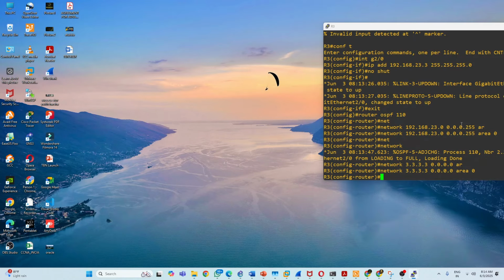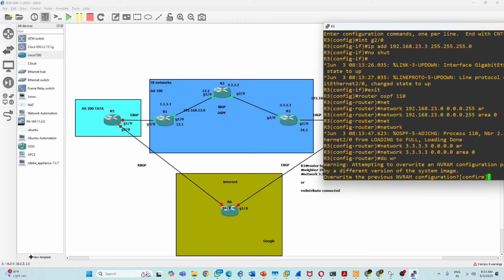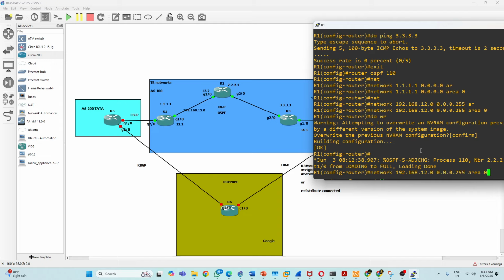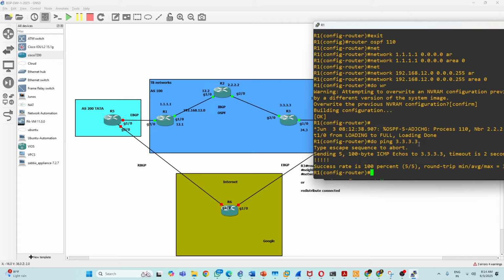Okay, I'm on R3 and I did it. Now you can see, right? Now go on R1. Now see, can I ping? Yeah, now 3.3.3 is pinging, right? You have reachability to your neighbor.